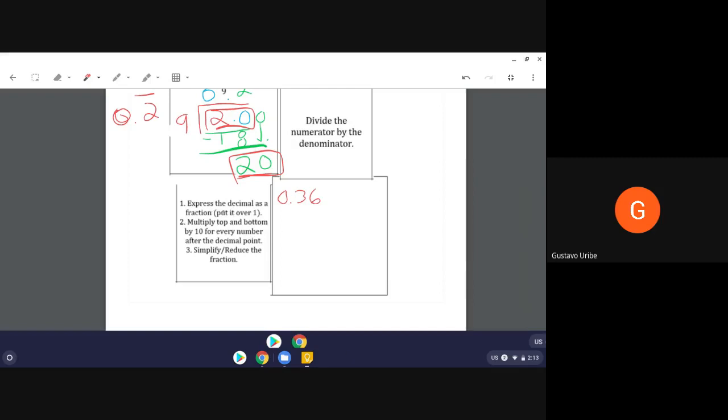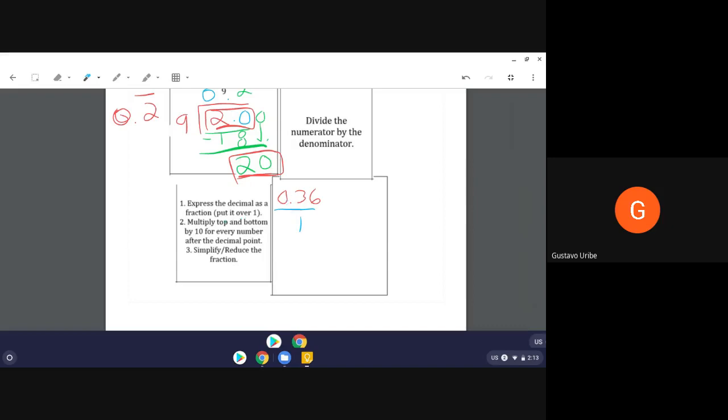All right, so it says express the decimal as a fraction. So your first step, I have that decimal. I'm going to write it as a fraction by putting a 1 under it. So I'm going to put it over 1, like so.